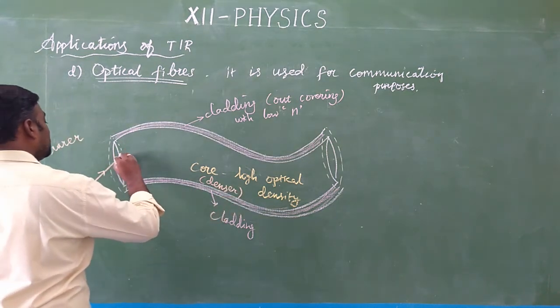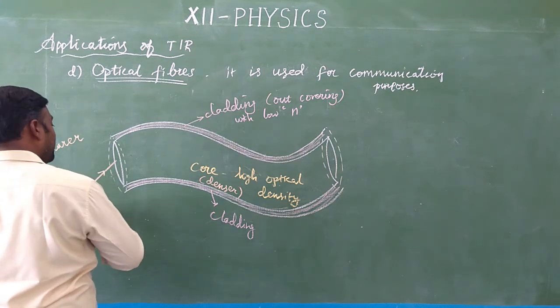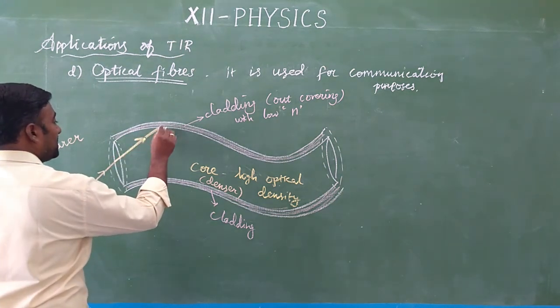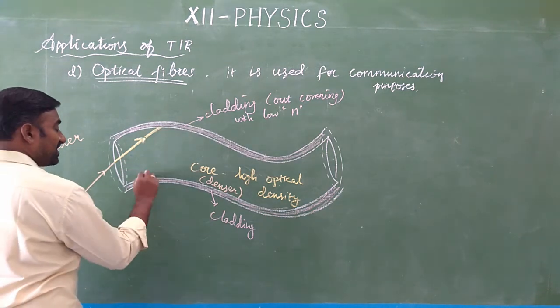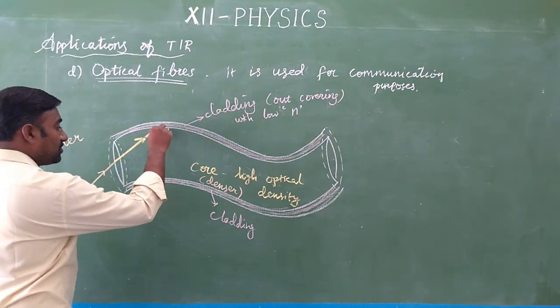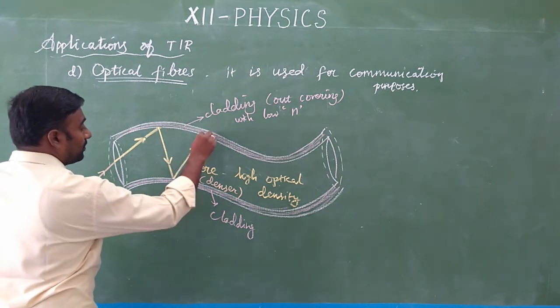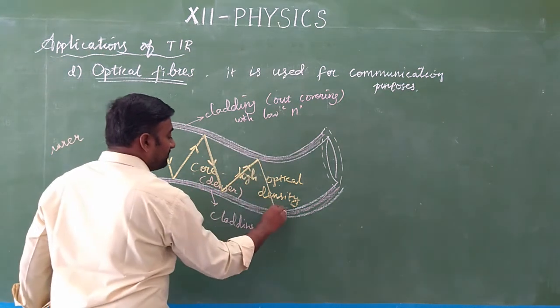Once the light is allowed from the optically rarer medium to the optically denser medium, the light enters. Then what happens? The ray gets refracted. After refraction, it meets the internal walls, which are a completely reflecting surface. The core is an entirely transparent medium. Then the ray undergoes multiple reflections by the wall.